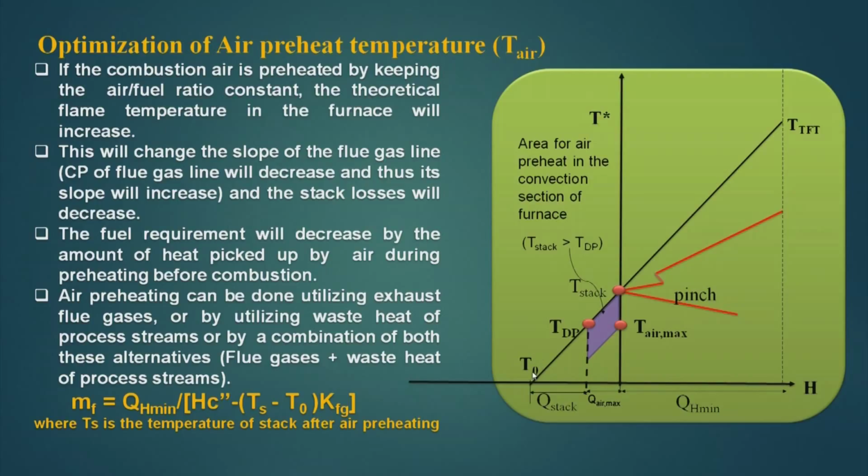So, this T0 is here. From T0 to T air, it can be heated up by the flue gas or by the lower pinch area, because this is a heat source. So, here the fuel requirement mF can be computed from QH minimum divided by HC double dash minus Ts minus T0, where Ts is the temperature which the stack will acquire after it gives heat to the air, and this Ts cannot be less than this TDP.